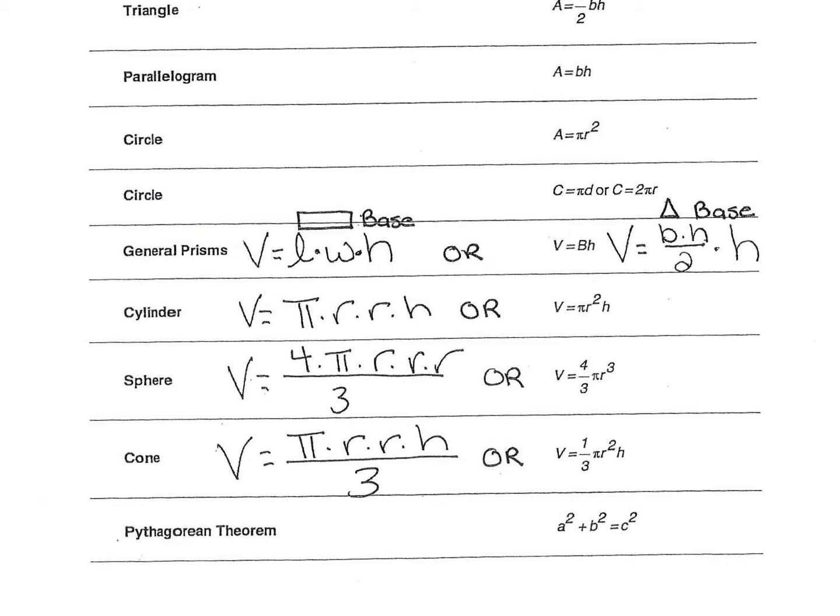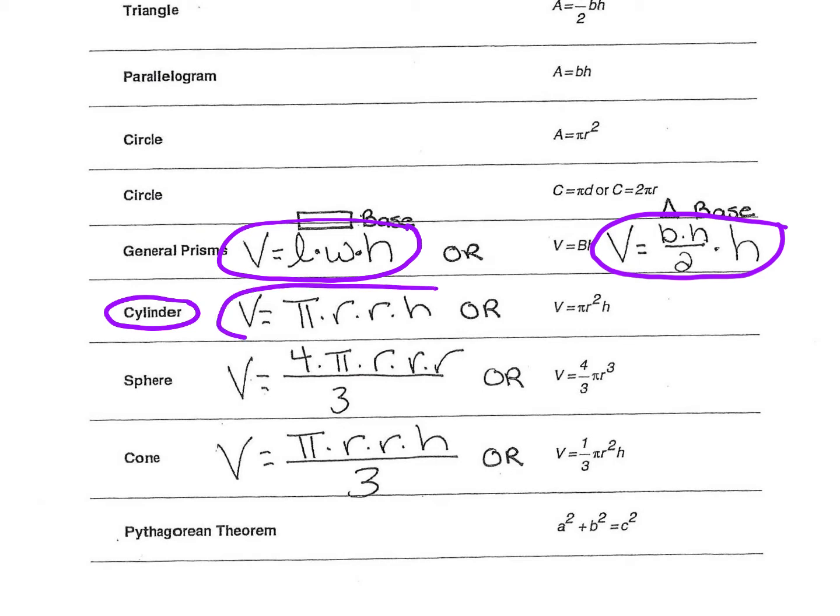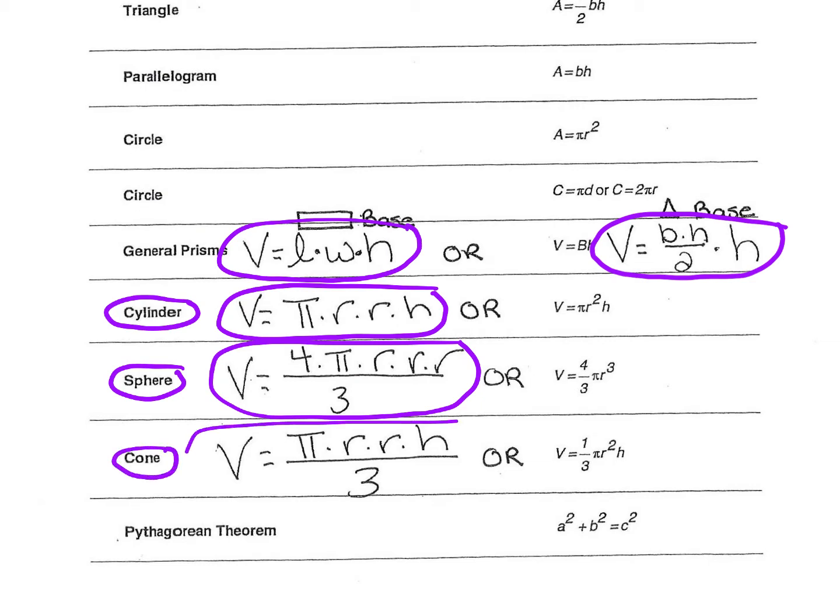If you need to find the volume of a rectangular prism, you will use length times width times height. If it's a triangular prism, you'll use this formula. If you need to find the volume of a cylinder, of course, you'll use this formula. For a sphere, you can use this formula. And lastly, the volume of a cone, you can use this formula. And for those three formulas, when you use pi, you can use 3.14, the rounded version of pi.